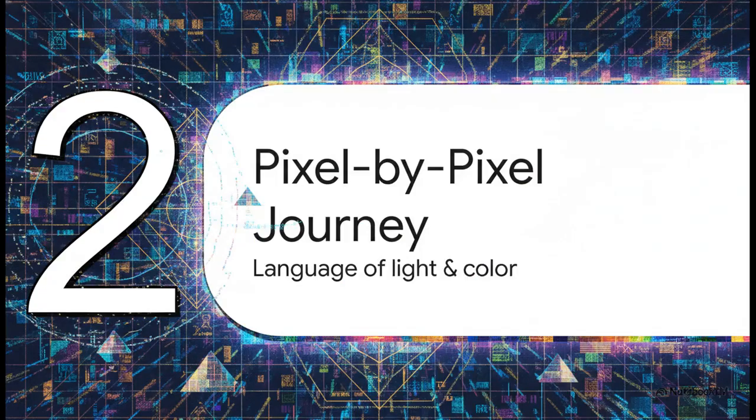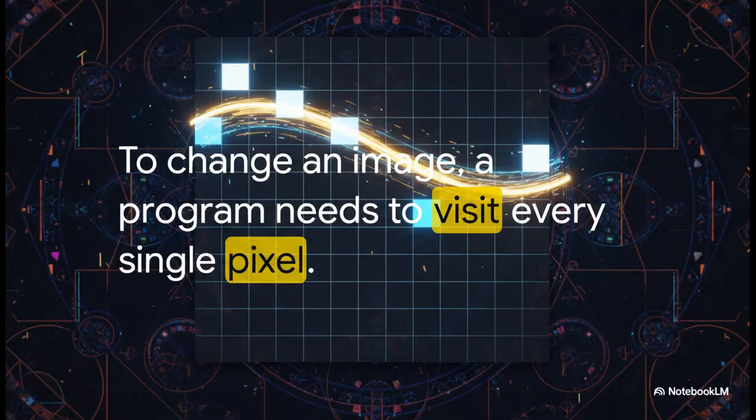Okay, so knowing an image is a grid of pixels is one thing, cool. But how do we actually talk to those pixels? How do we communicate with them? Well, this is where the whole idea of exploratory programming comes in, and it lets us take a little journey across the image itself. So if you want to make a change to a whole image, say make it brighter or turn it black and white or create some cool, weird effect, your program has to do something really simple but incredibly powerful. It has to go and visit every single pixel, one by one.